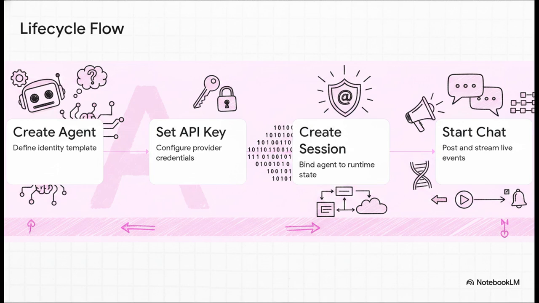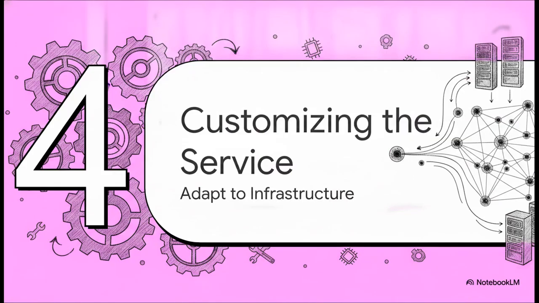It's incredibly logical. Step 1, you create the agent, defining its core identity and instructions. Step 2, you configure a credential, safely storing your provider's API key. Step 3, you create a session, basically marrying that agent template to a live runtime state and model configuration. And finally, step 4, you just start chatting by posting to the chat endpoint and subscribing to that event stream. It's a very clean, progressive lifecycle that keeps your entire production environment predictable. Let's move to part 4, customizing the service.